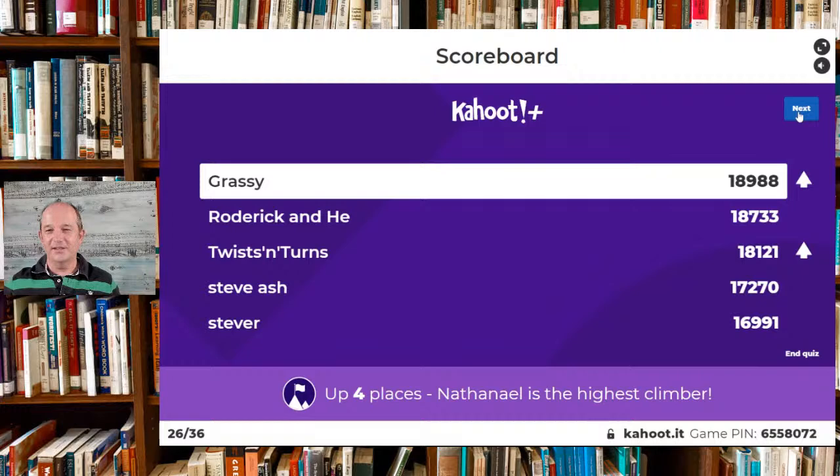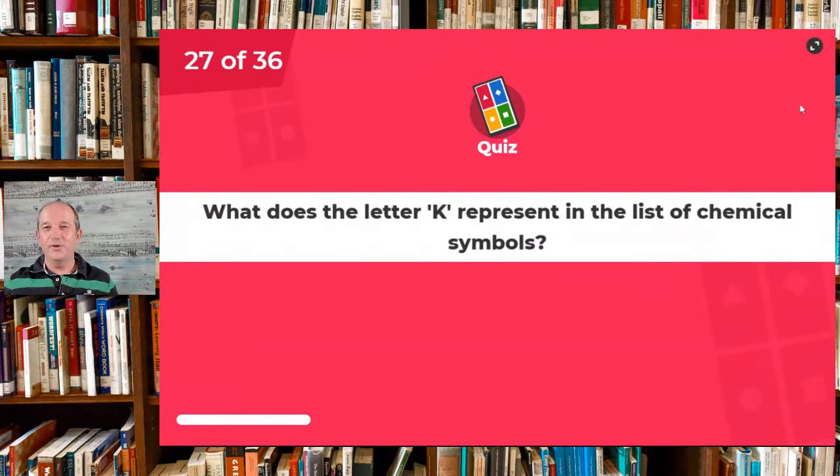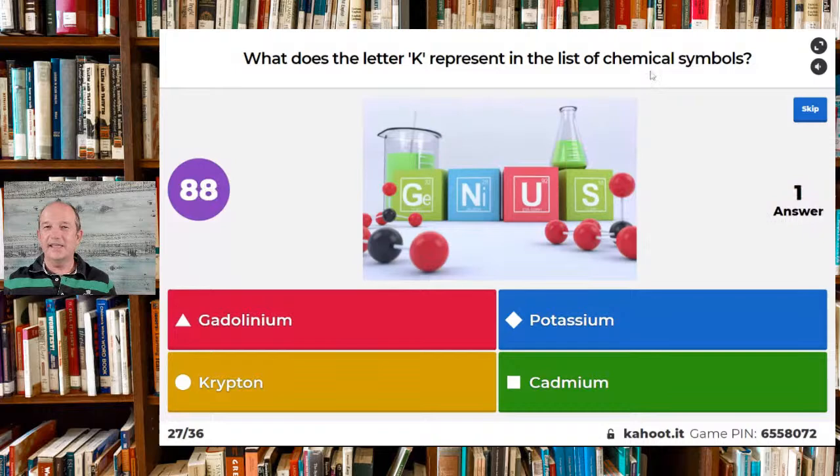And who knows the chemical symbols? What does the letter K represent in the list of chemical symbols? Is it gadolinium? Is it potassium? Is it krypton? Or is it cadmium? Letter K, what does that represent in the list of chemical symbols? Is it gadolinium, potassium, krypton, or cadmium?